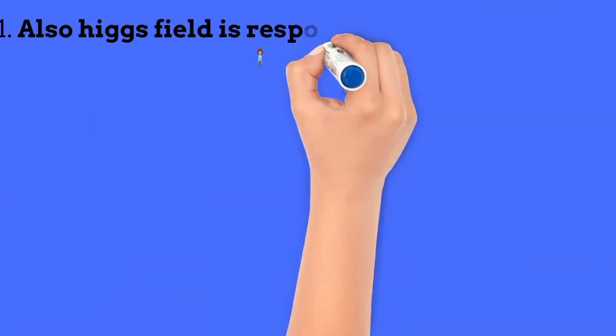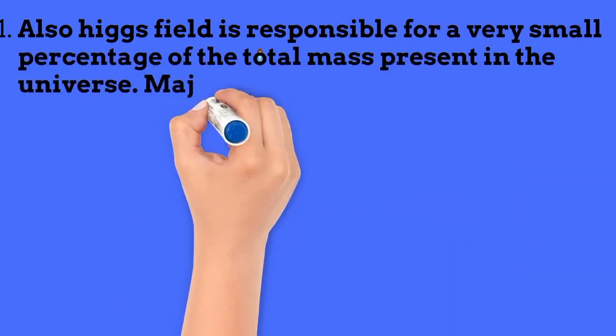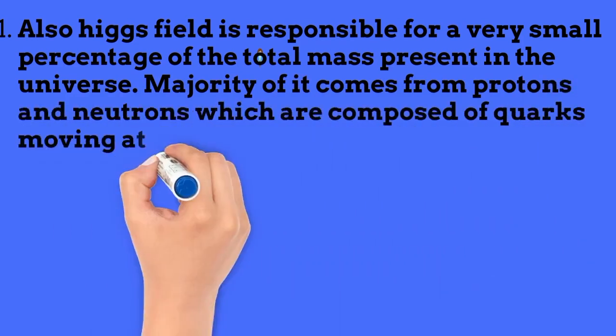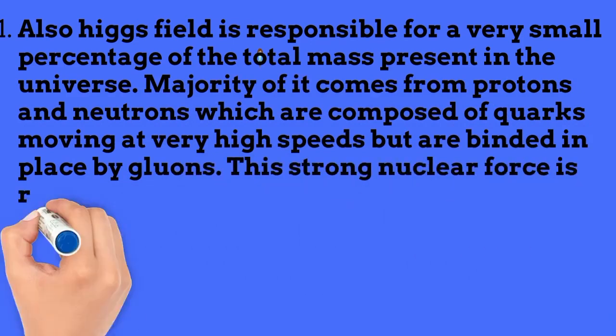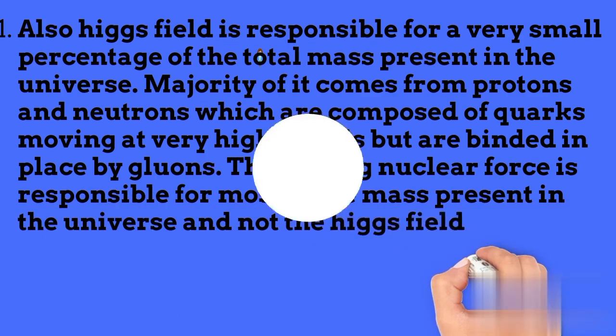Also, the Higgs field is responsible for a very small percentage of the total mass present in the universe. The majority of it comes from protons and neutrons, which are composed of quarks moving at very high speeds but are bound in place by gluons. This strong nuclear force is responsible for most of the mass present in the universe and not the Higgs field.